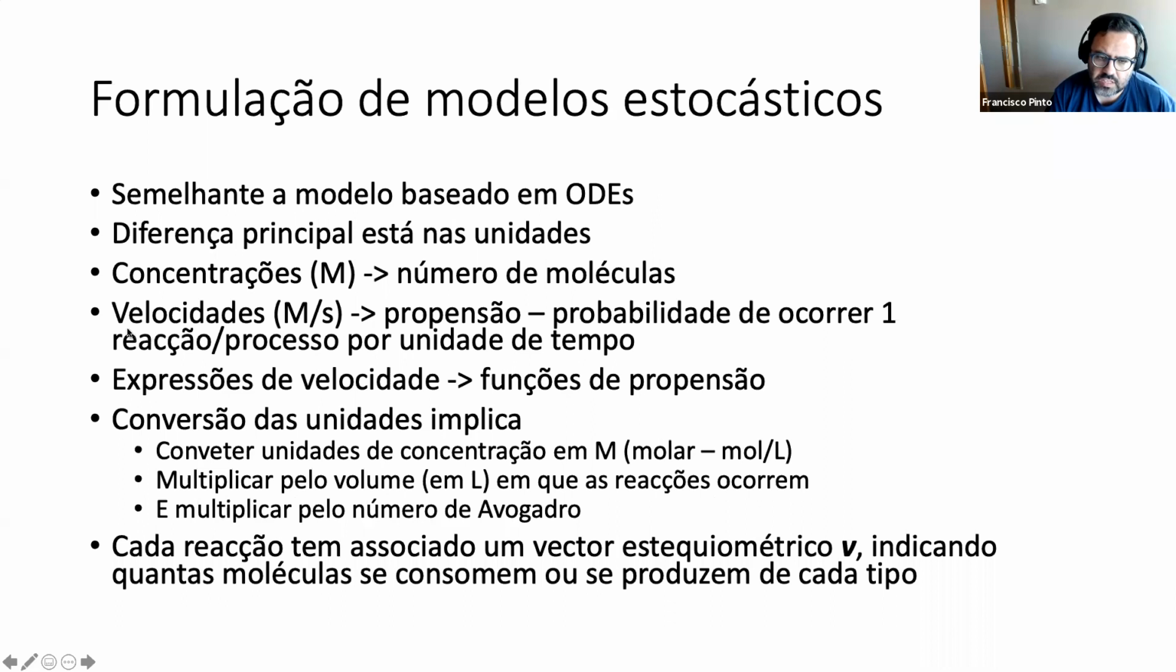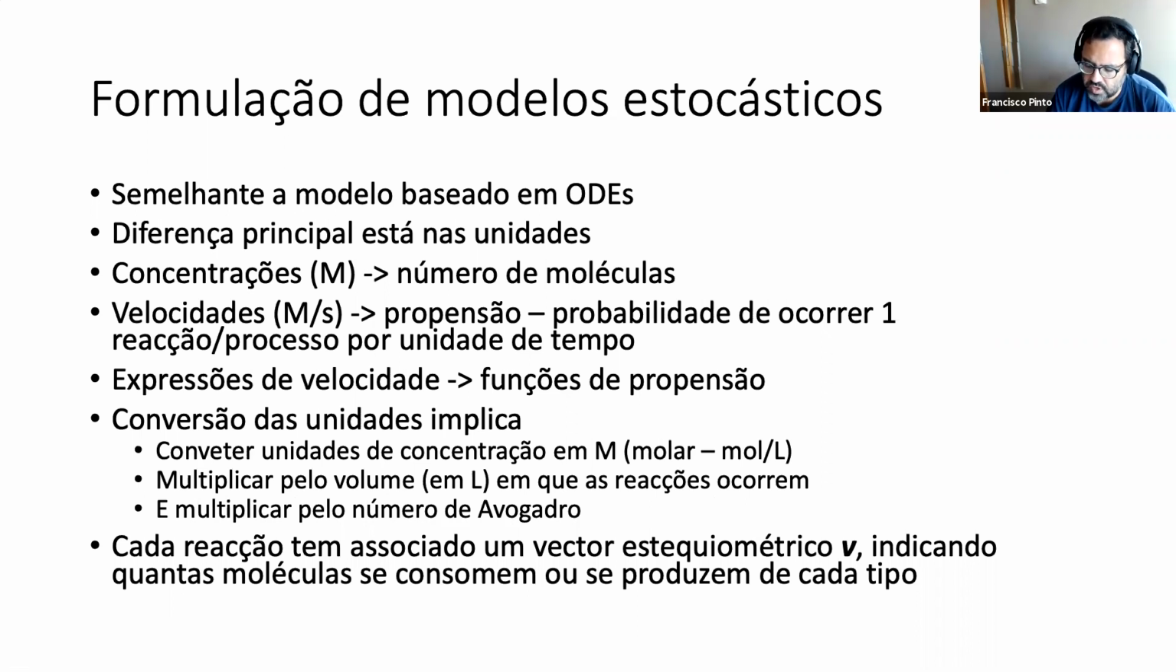And consequently, the rates in the continuous differential equation models are in units of concentration over time, so molar per second, for example. And in stochastic models, instead of working with rates, we work with propensity functions. And the propensity is a probability, and it measures the probability that one event of that reaction will happen in a time unit. That can be a second, a millisecond, depending on the process.